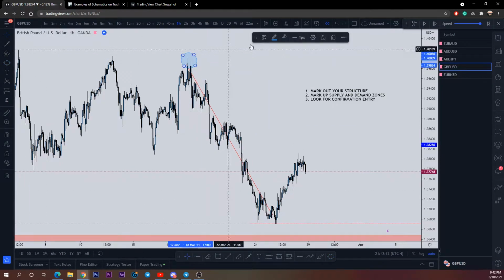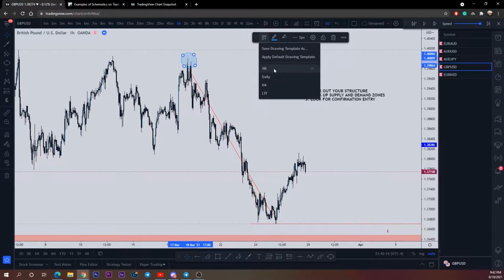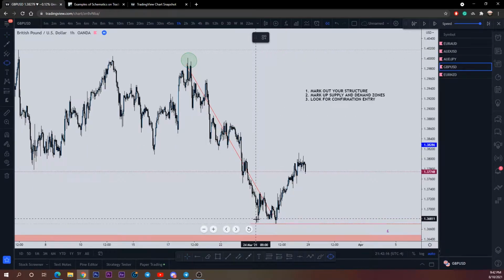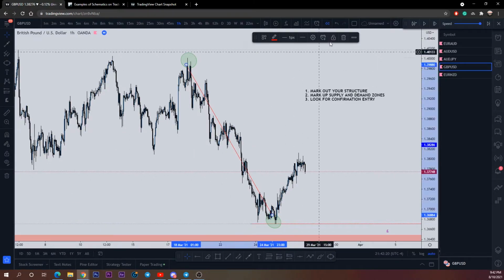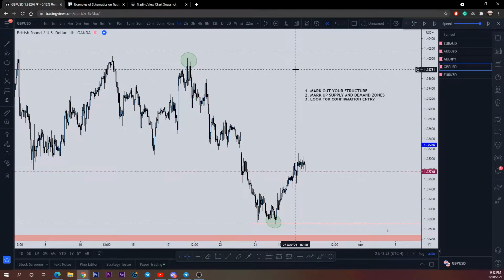Because I'm on the 1 hour, I'm going to change this, right? So this is my leg right now, okay? That's all I need to worry about. We're bearish, right? That's all I need to know. So step 1, rule 1 completed. I marked out my structure. We're bearish. All I need to know.